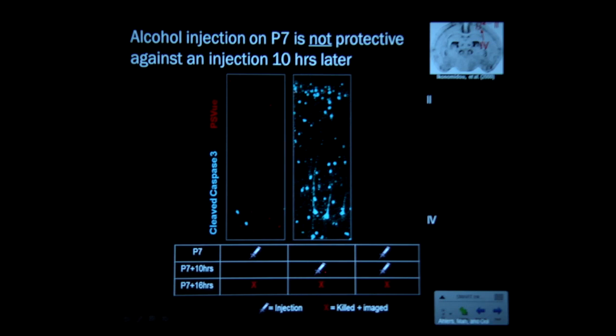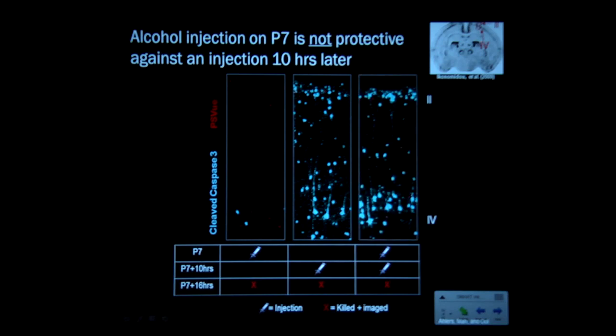If we move the injection 10 hours later and sacrifice at the same time, now we see our cell death. And now, if we do the double injection, 10 hours apart, what you'll notice is my level of cell death here looks similar to this injection alone. Okay? So what does that tell us? Well, first of all, it seems that this first alcohol injection right here does not kill all the cells that it possibly could. Okay? We can still get cell death with a second injection.